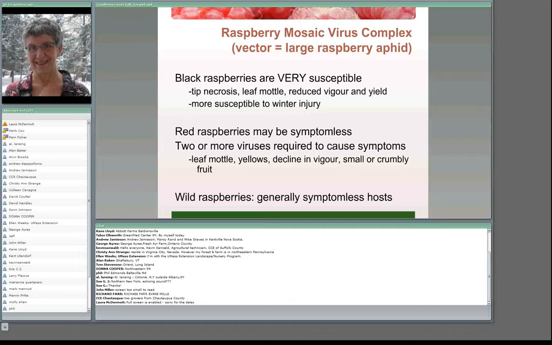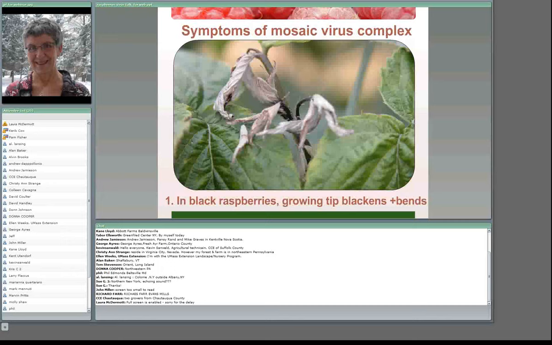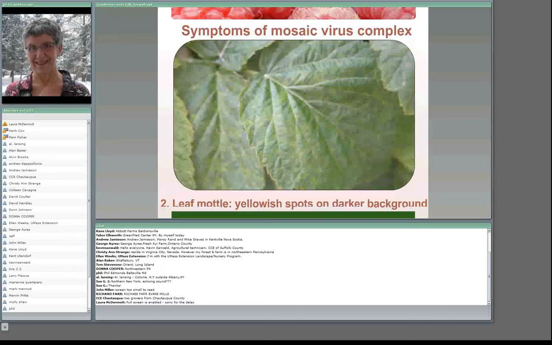So one of the symptoms of mosaic virus in black raspberries is tip necrosis. The growing tip blackens and bends and dries up. And another symptom of mosaic virus would be this leaf mottle. You can see the yellowish spots on a darker background, and this type of symptom is more easy to see in the spring.